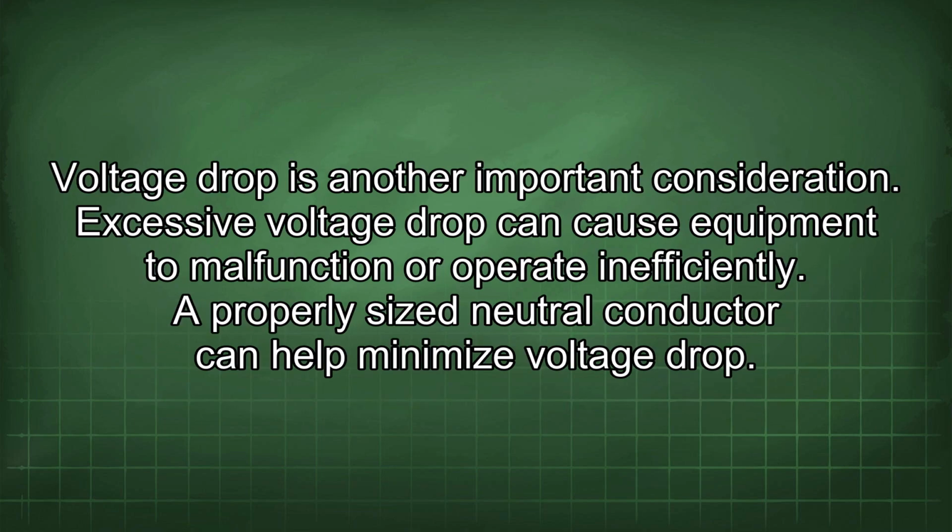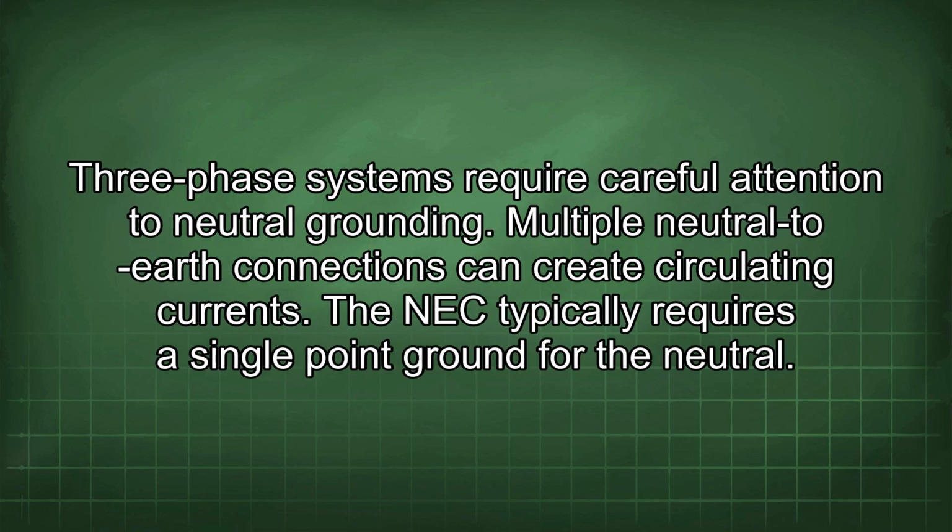Voltage drop is another important consideration. Excessive voltage drop can cause equipment to malfunction or operate inefficiently. A properly sized neutral conductor can help minimize voltage drop. Three-phase systems require careful attention to neutral grounding. Multiple neutral-to-earth connections can create circulating currents. The NEC typically requires a single-point ground for the neutral.